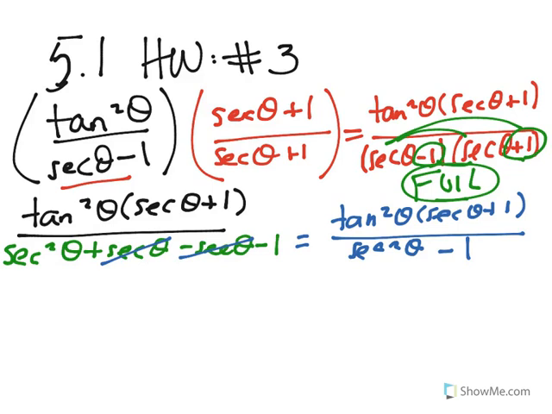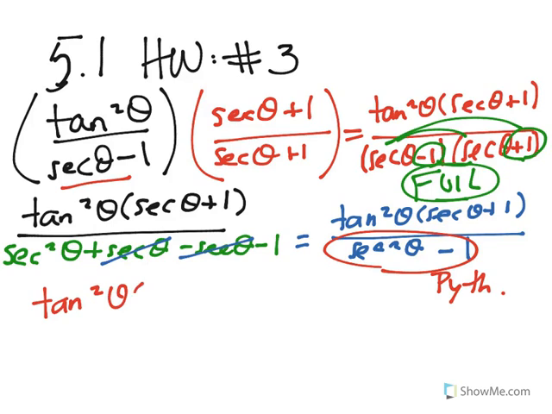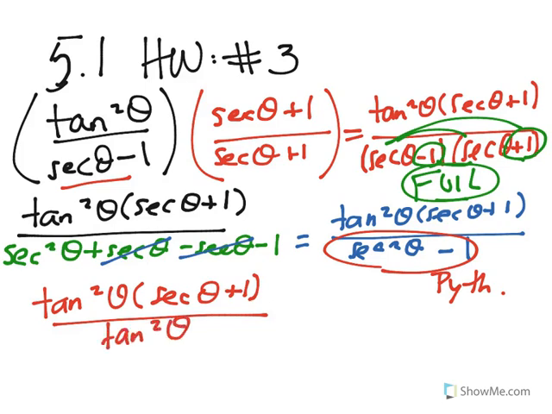Now we're going to say, does anything here ring a bell? It just so happens, look for that Pythagorean identity. Secant squared minus 1 happens to be tangent squared. So we're going to rewrite the top. That's what we were looking for this whole time. We get secant theta plus 1 over our denominator, which now turned into our Pythagorean identity, tangent squared. When we have a tangent squared and a tangent squared, they cancel, and I'm just left with secant plus 1.